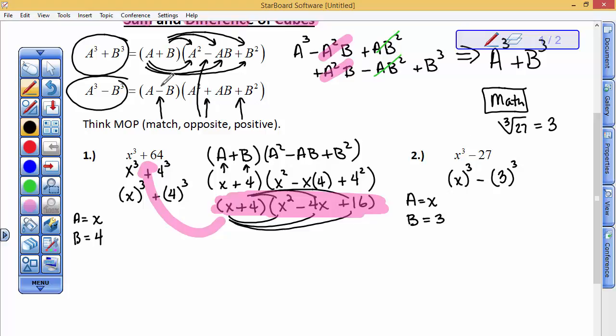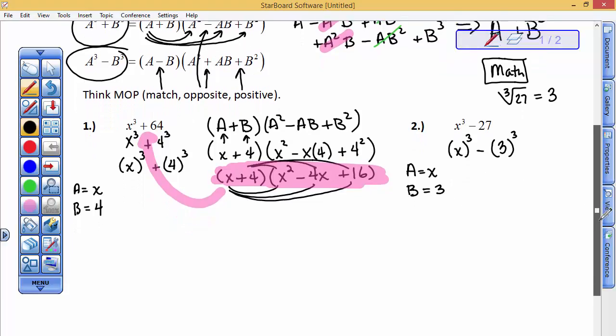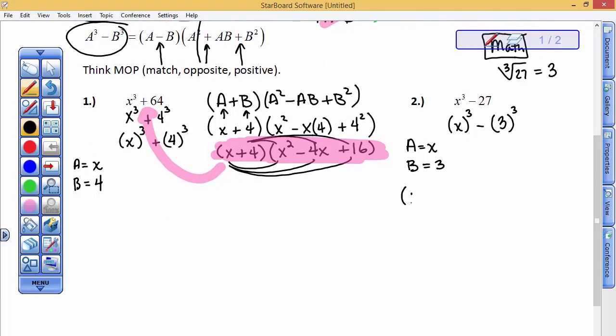So I'll have x minus 3, and then I'll use these plus signs right here. So I think I can scroll up a little bit. I'm just going to go ahead and let you see the formula again. So it's a minus b times a squared plus ab. That sign is opposite of this. Match, opposite, and always positive right here.